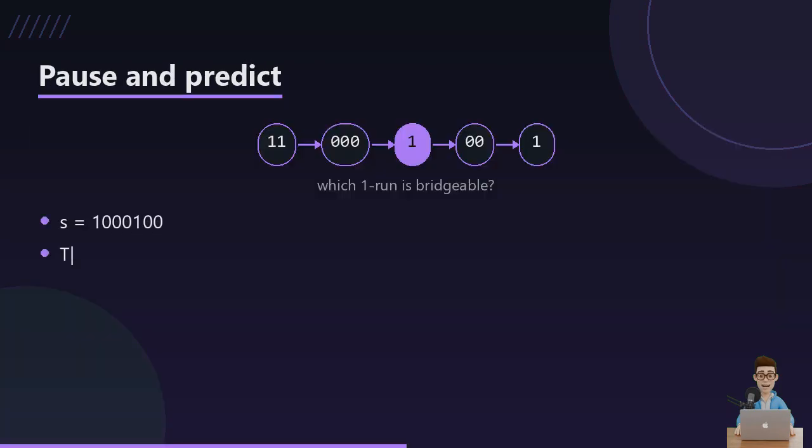Clean. Quick challenge, pause the video. The string is 1000100, which has 2 ones to start. Find the one run with zeros on both sides. Add those 2 zero groups, and tell me the final answer before I show it.